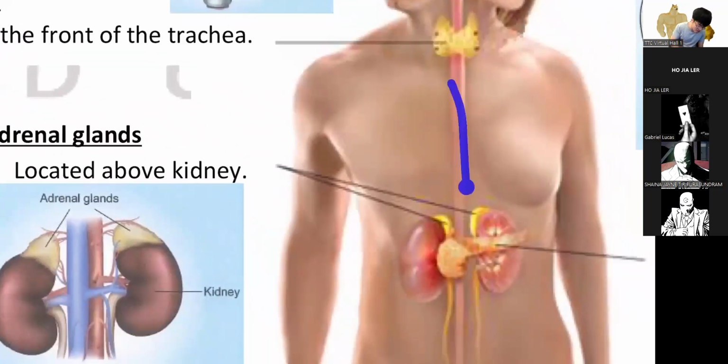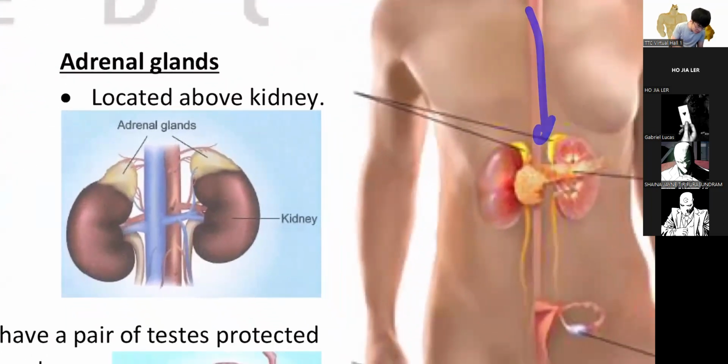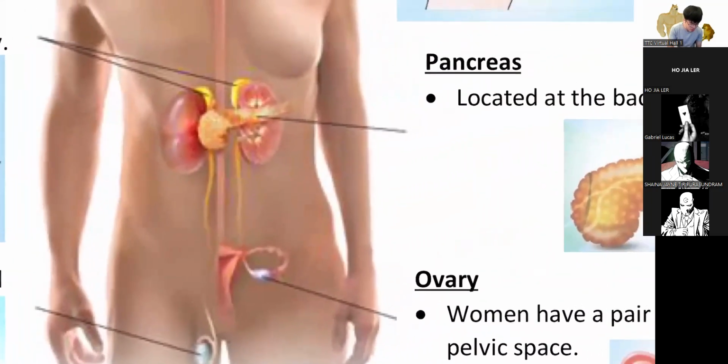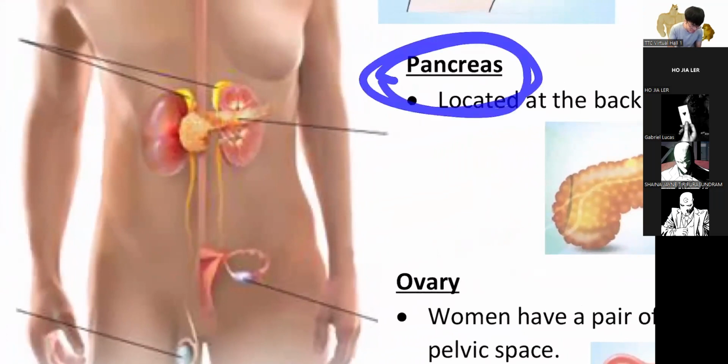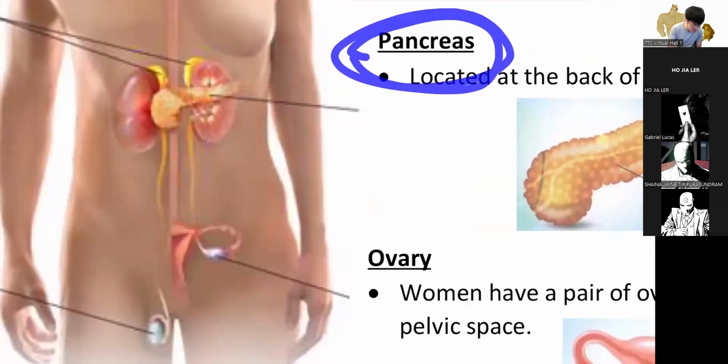Next, going down, it's above your kidney. This is what we call your adrenal gland. You know the adrenaline we mentioned just now. That's secreted by your adrenal gland. So they're above your kidney. And then next to it, very close to it, is what we call your pancreas. They kind of look like a leaf.